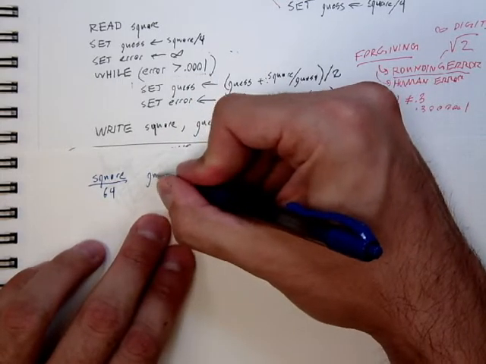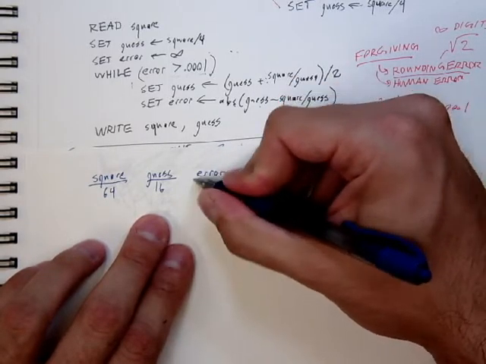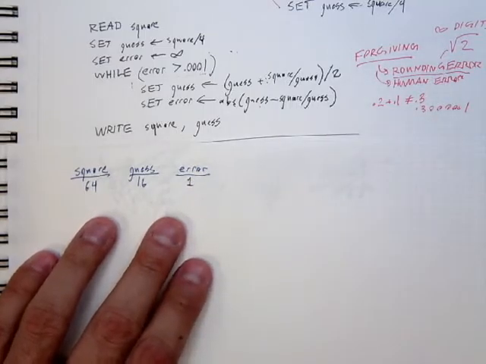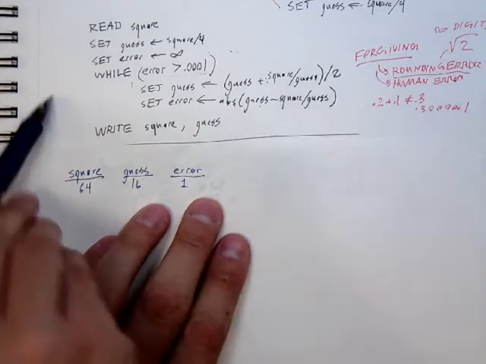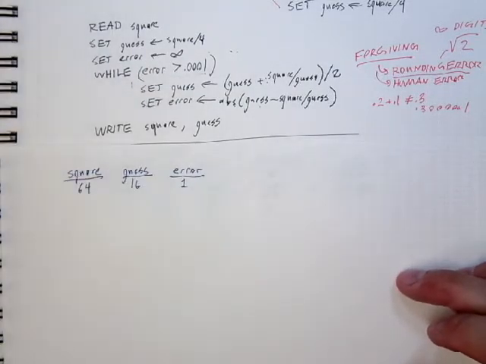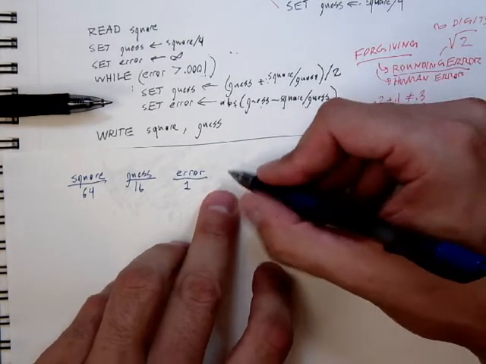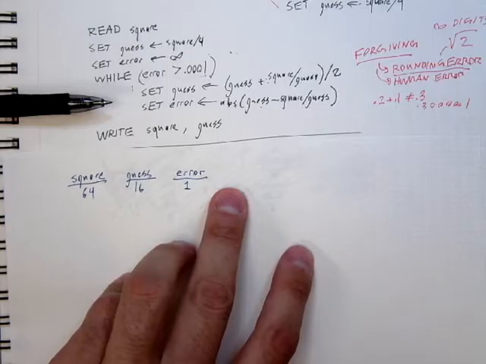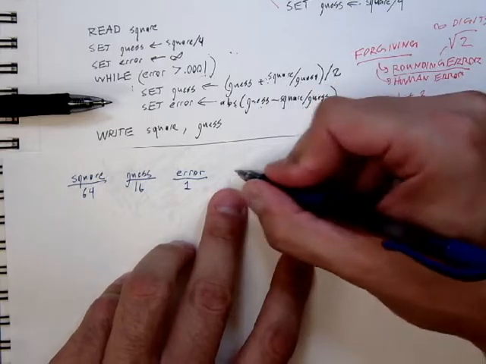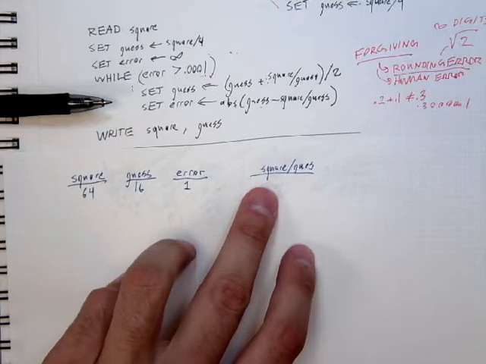I set my guess to something random, which is 64 over 4, and that's 16. And then I set my error to infinity, but really anything that's bigger than tolerance. So a value like 1 would work. And then I check error is greater than 0.01. So I'm going to set guess to guess plus square over guess. So the mistake that I made is I didn't update this thing enough. So what I wanted to do is I wanted to keep square over guess over here so I could easily keep track of it. Okay?